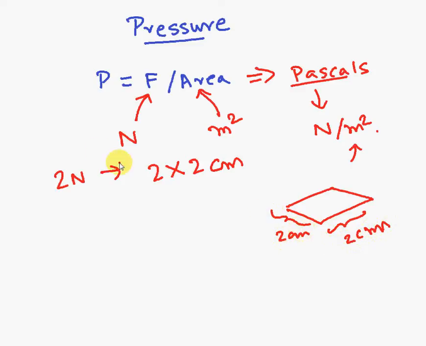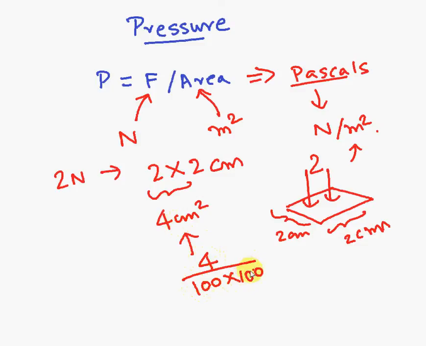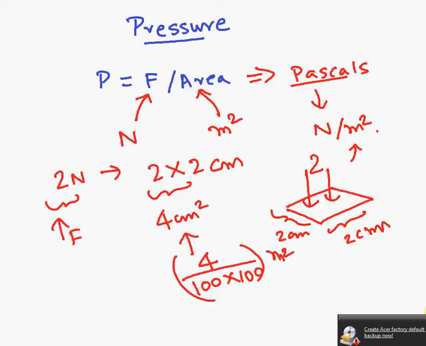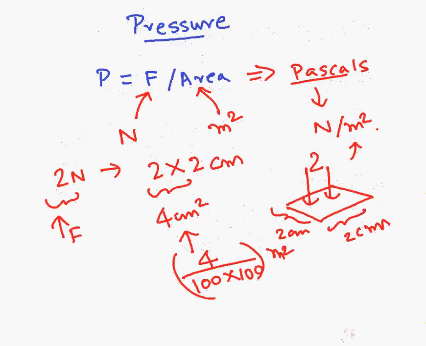Now if I ask you to find the pressure on that area, you can draw it like this, with the force of 2 newtons acting. I can easily say that the area is 4 centimeters square. Now remember, this is in centimeters square, so you have to convert it to meter square. What is 4 centimeters square in meter square? Basically it is 4 divided by 100 times 100 meter square, and this is the force. So whenever you do problems related to pressure, always convert whatever you have to meter square. That's for sure.